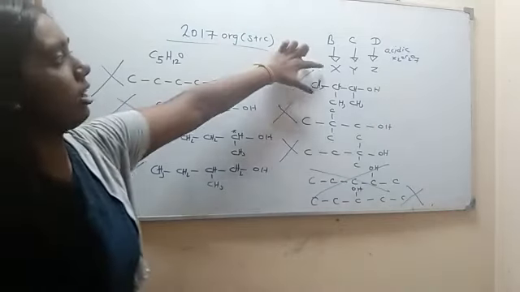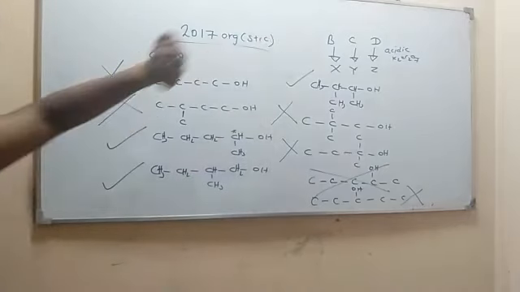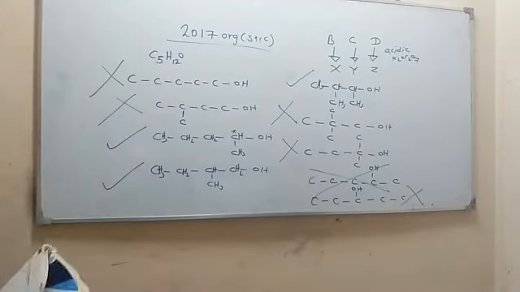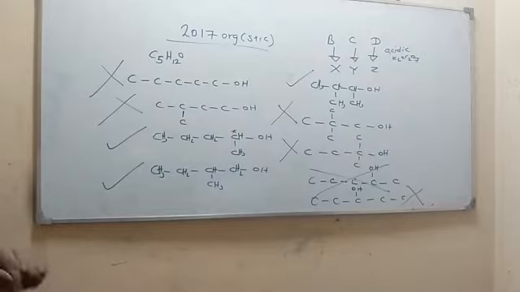So this X, Y, Z can be converted back to B, C, D by reacting with what? Sodium borohydride. Okay. Now B, C, D are what? All three are alcohols. When you add acidic K2Cr2O7 to alcohols, if it is a primary alcohol, it will give carboxylic acid. If it is a secondary alcohol, it will give what? Ketone.